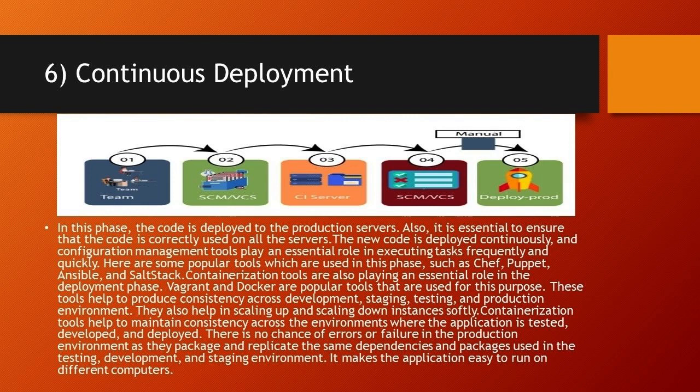Containerization tools are also playing an essential role in the deployment phase. Vagrant and Docker are popular tools that are used for this purpose. These tools help to produce consistency across development, staging, testing, and production environments. They also help in scaling up and scaling down instances softly.